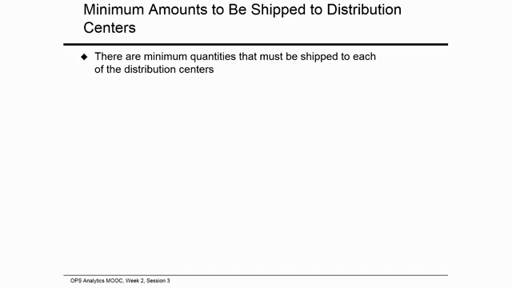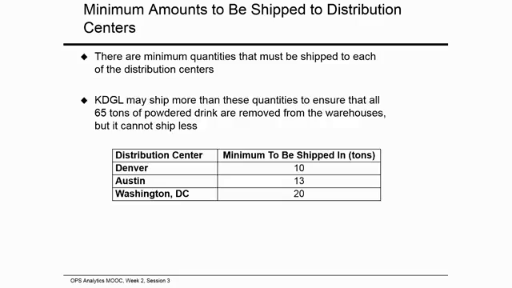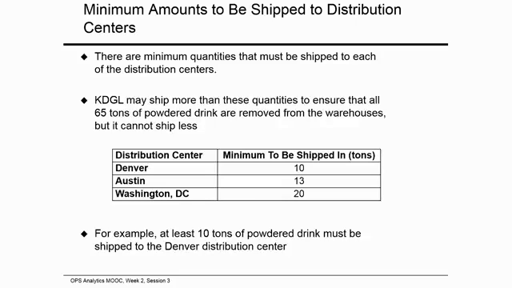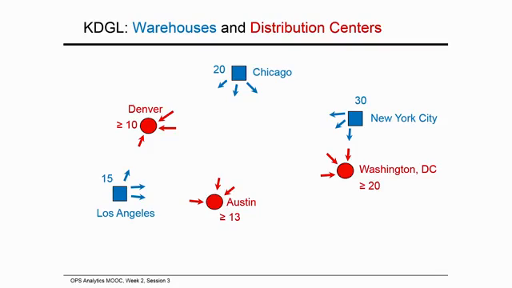Each distribution center has a minimum requirement for the amount it must receive. For example, at least 10 tons must be shipped to the Denver distribution center. So here's the picture illustrating these 2 types of requirements: requirements for exact amounts that must be shipped out of warehouses, and the minimum requirements for the amounts to be shipped into the distribution centers.